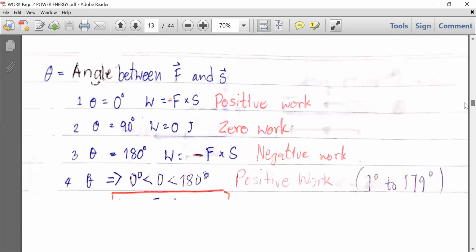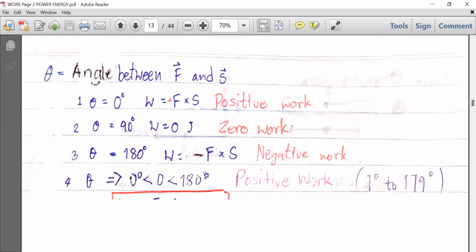Let's summarize that again. If the angle theta is equal to 0, then work is Fs. There is positive work done on the object. If theta is 90 degrees, then work is equal to 0 joules. No work done. If theta is 180, work done is negative. The work done is negative F times S. There's negative work done in this situation.